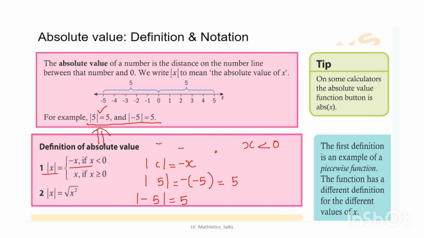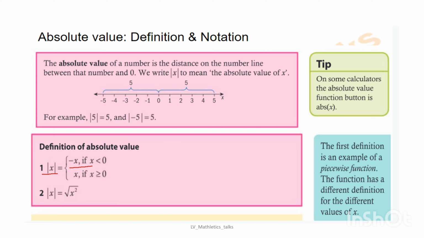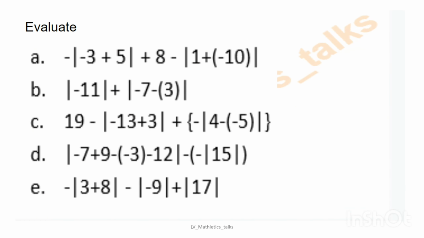Let's now see the second part of the definition. What is that? It says that absolute value of x is equal to root of x square. What is root of x square? Isn't it x? So absolute value of x is equal to root of x square, which is x. So when I say absolute value, I consider only the positive number. I ignore the sign and write only the number there. Okay, hope you understood that.